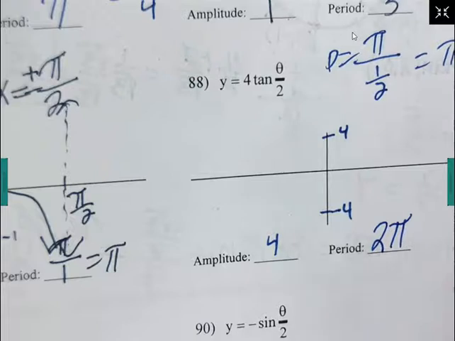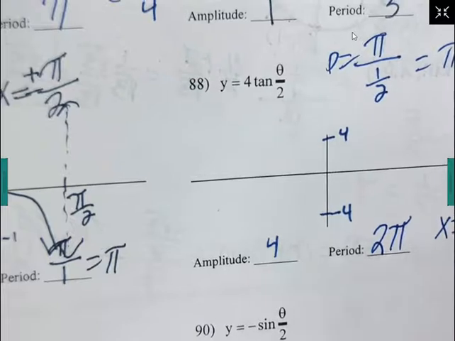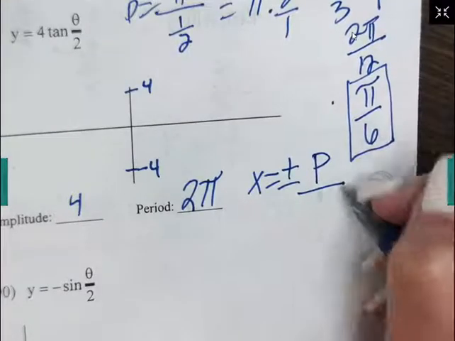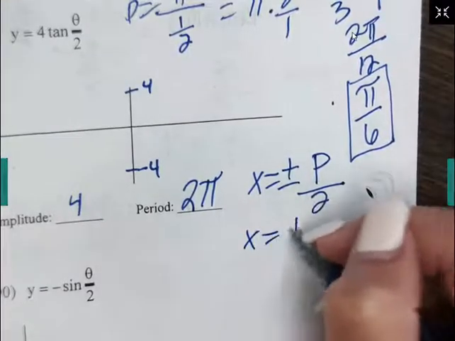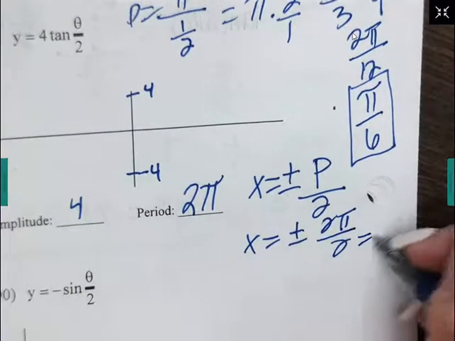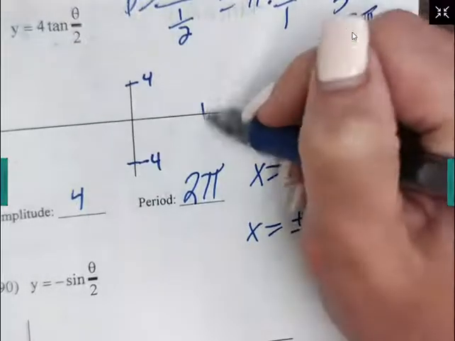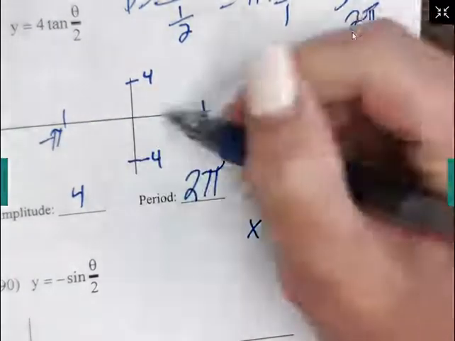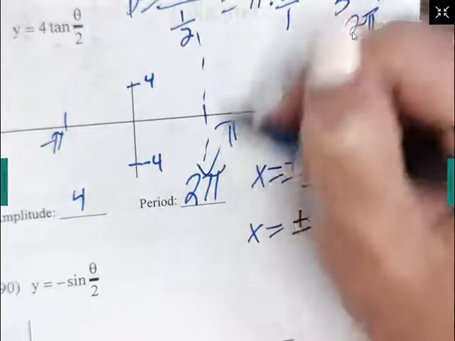2 pi is our period, and the asymptotes are equal to plus or minus your period divided by 2. So in this case, that would be 2 pi over 2, which is pi. And so there would be pi here, negative pi here, and we're going this way this time, right?